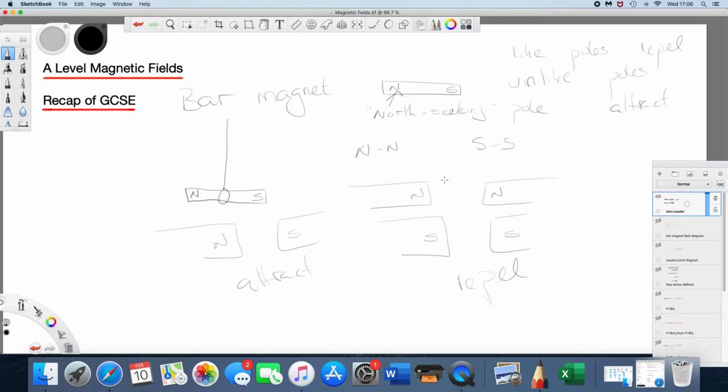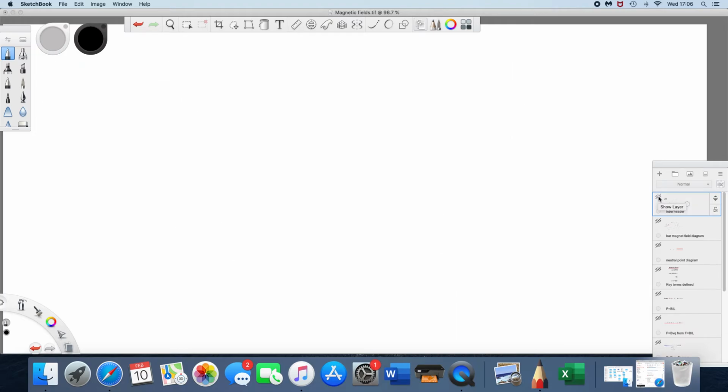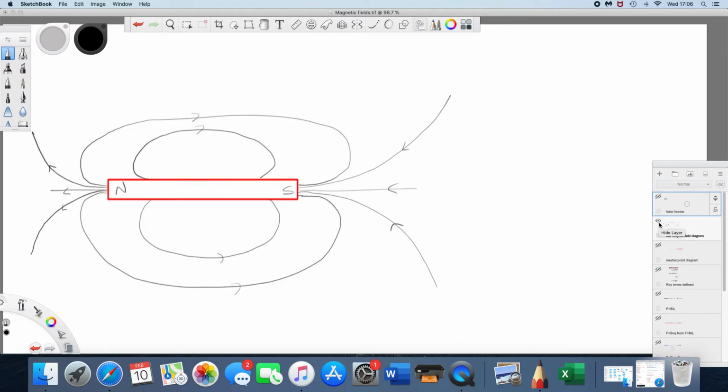That's pretty much what we have done at GCSE with magnets. We talked about electromagnets, of course, and we will look a little bit more at that in this section at A level, but basically that's what we said about magnetism. So let's then look at the field around a bar magnet.